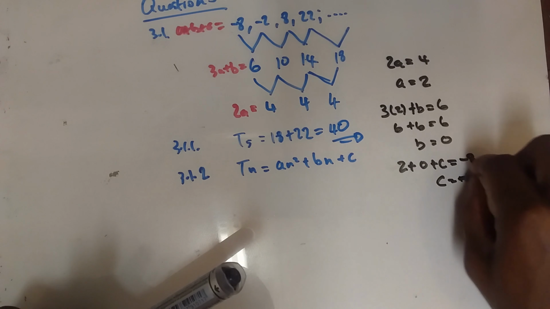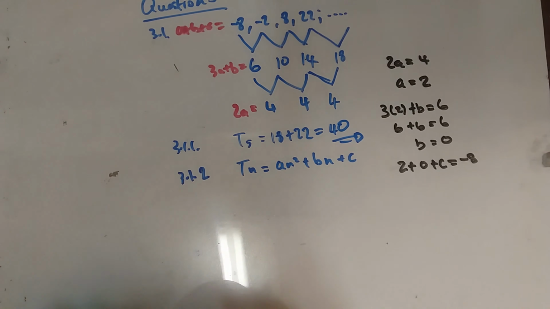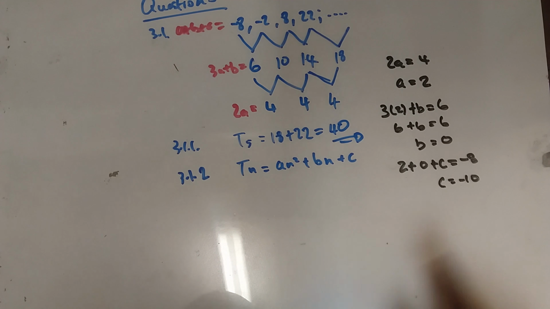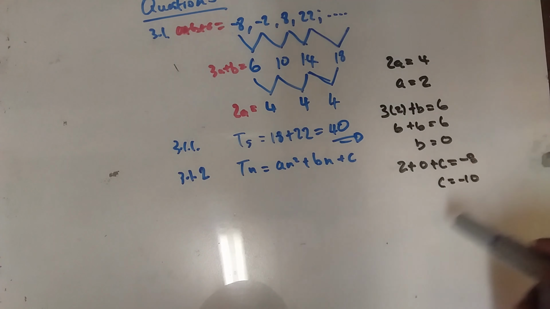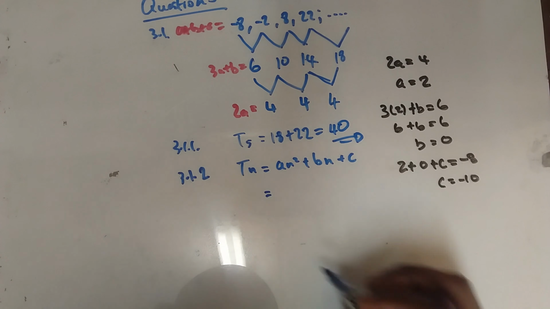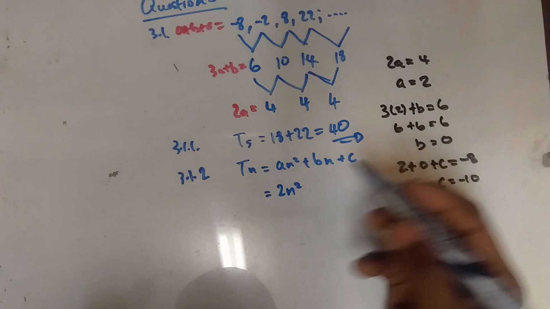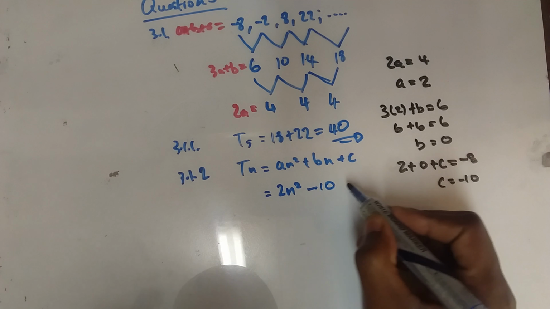Okay, I hope you are following me, guys. c is negative 10. So what happens is, now we're just going to take all these three terms and we're going to substitute them here. So our value of a is 2n squared, our value of b, we do not need to write it, and our value of c is negative 10.